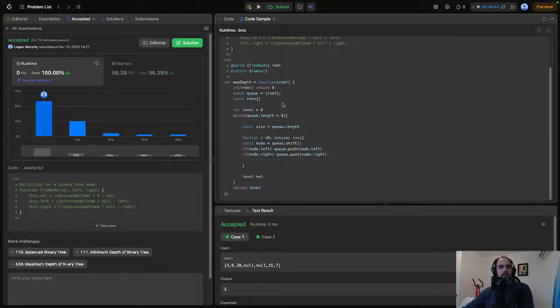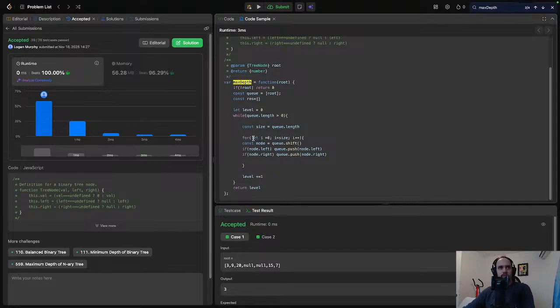This one gets a little bit complicated, it seems. It doesn't use recursion. So let's see if we can understand this one. Let's look a little bit deeper here. There's the queue. Well, there's something in the queue. The size is queue.length.